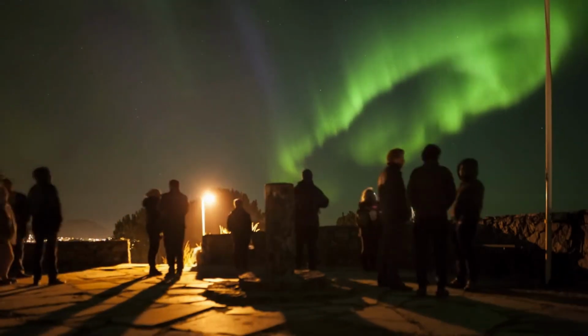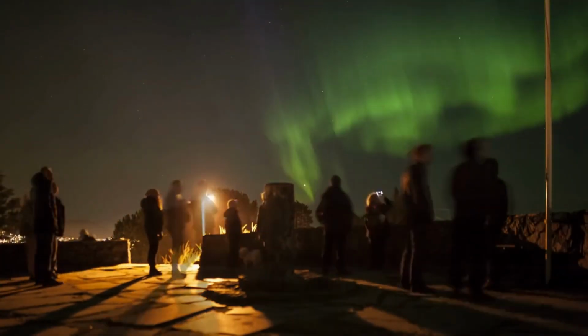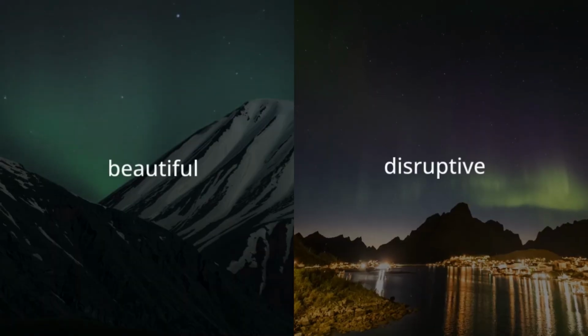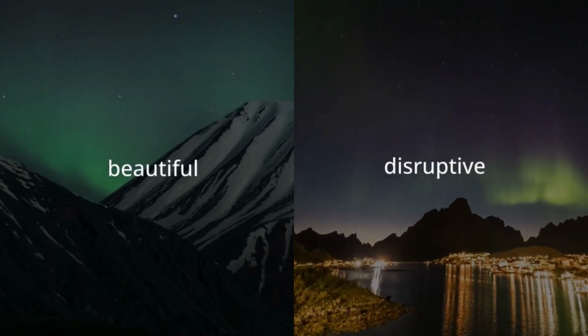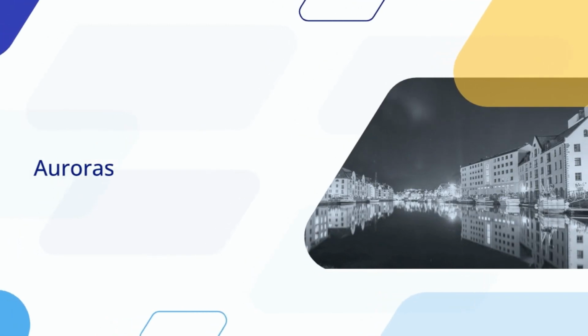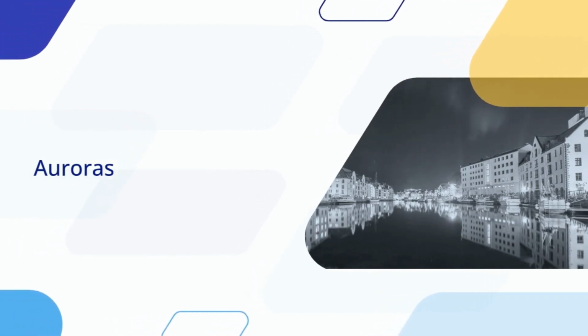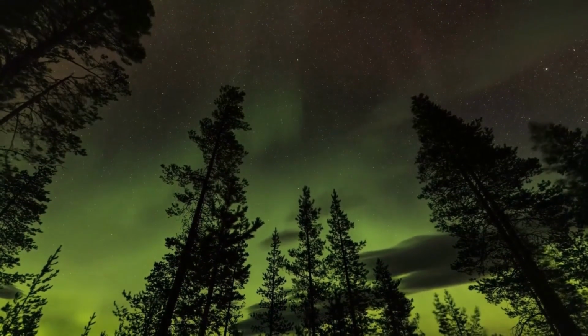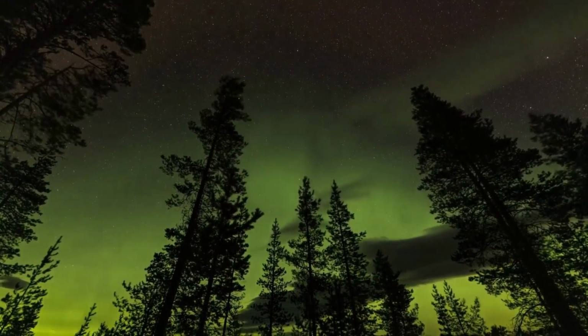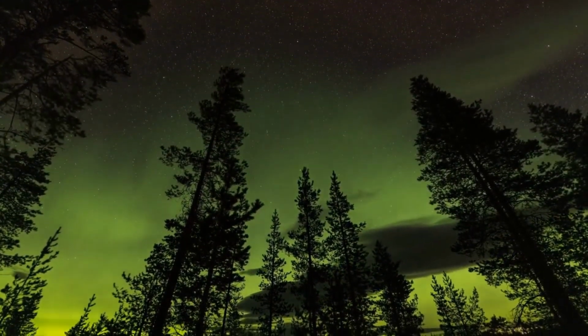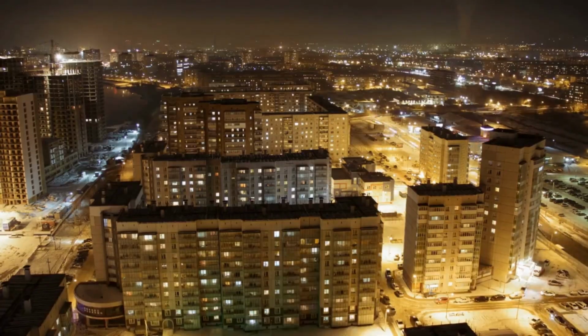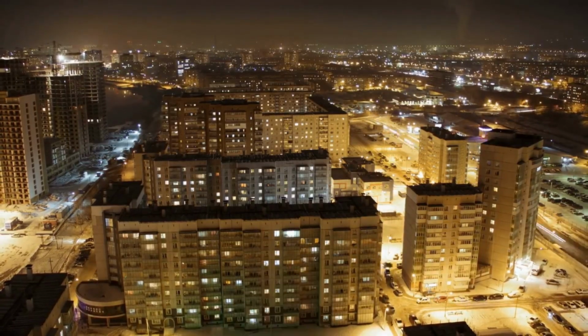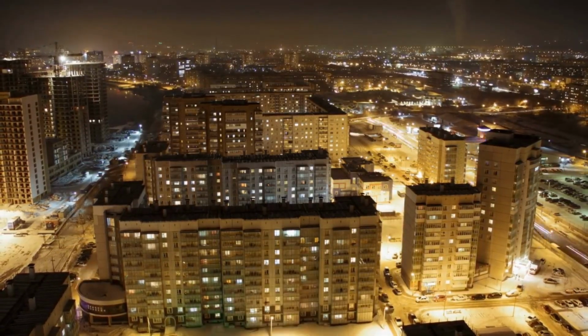Now, let's talk about what happens when these solar storms hit Earth. The effects can be both beautiful and disruptive. One of the most stunning effects is the auroras, the northern and southern lights. Auroras are created when charged particles from the sun collide with atoms in Earth's atmosphere, causing them to glow. While these light shows are incredible to watch, solar storms can also cause problems.